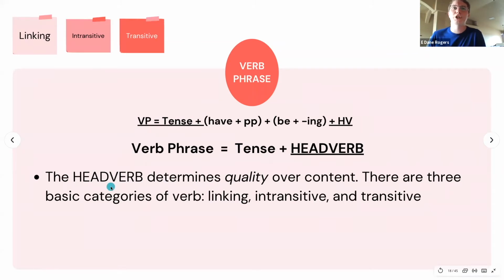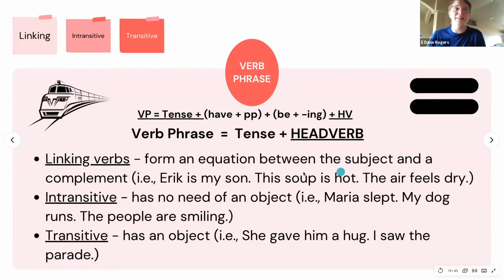The head verb determines the quality over the content of the verb. There are three basic categories of the verb, which are linking verbs, intransitive verbs, and transitive verbs. I'm sure you're familiar with those terms as well from Spanish. Yes. All right, so we're just going to take a brief look at those.